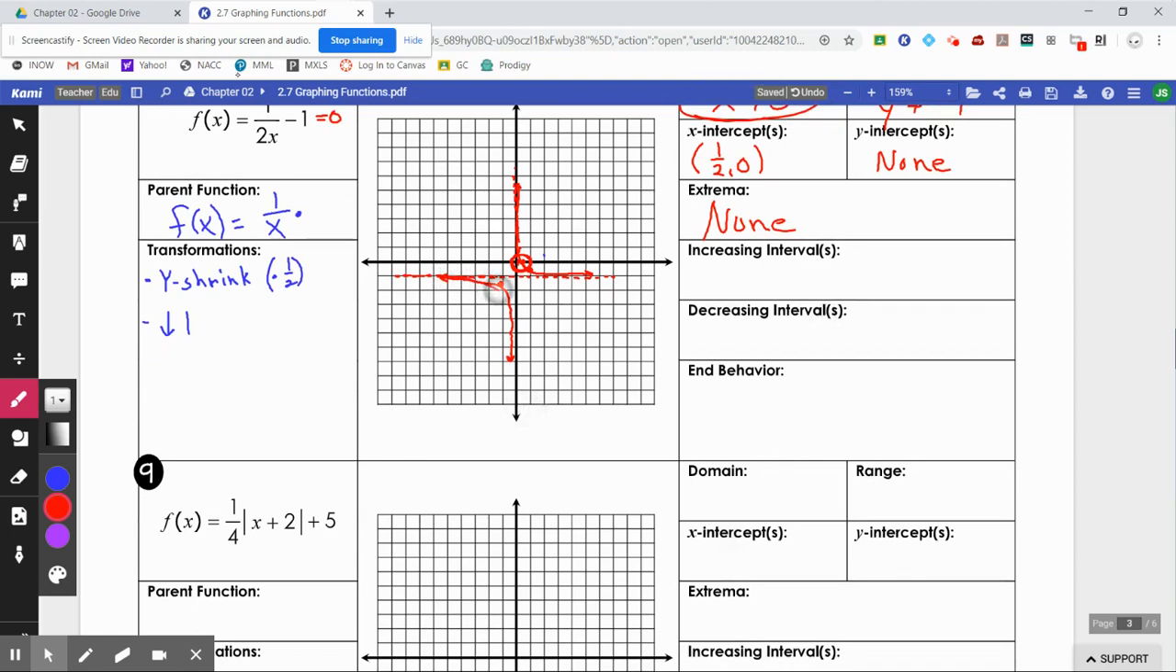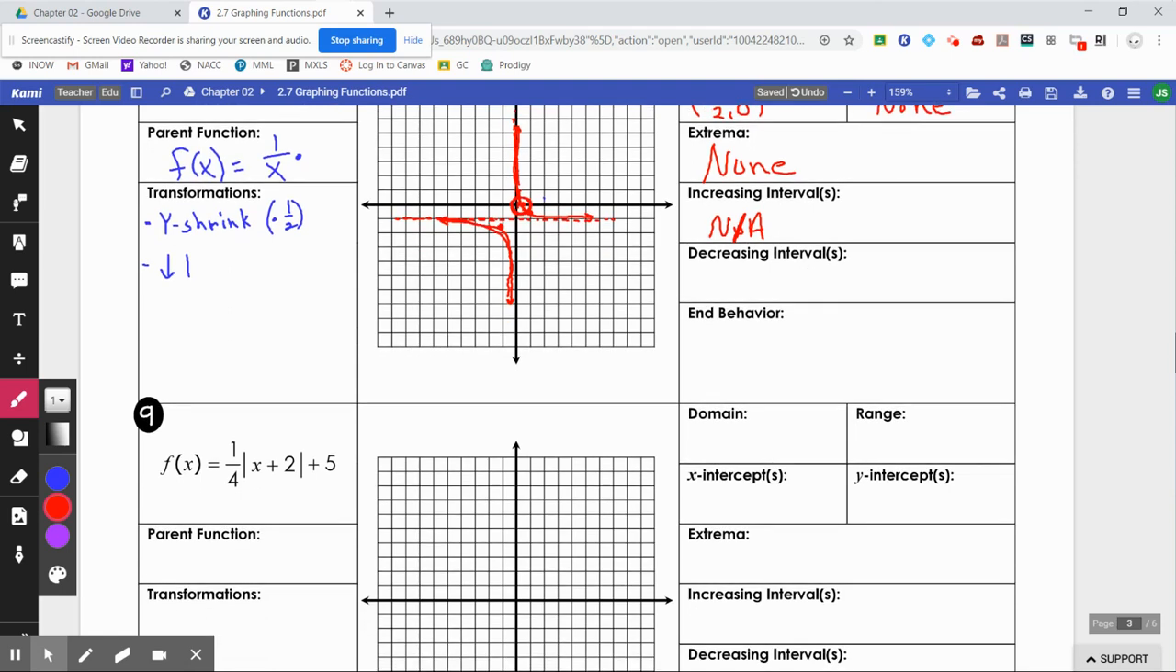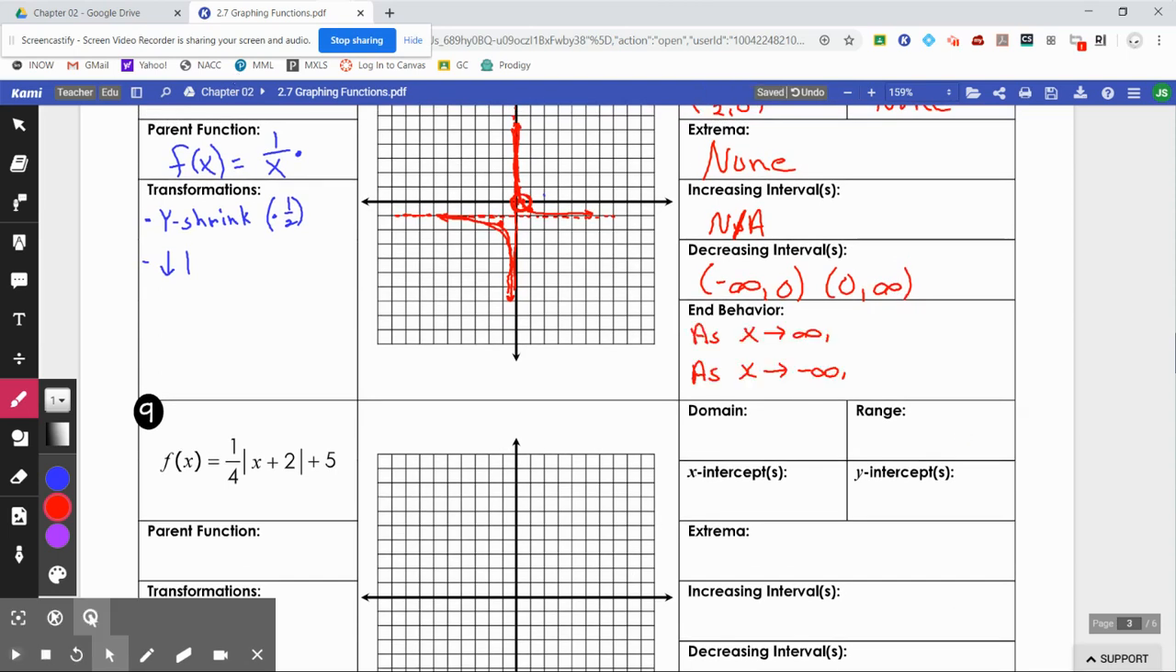Increasing, my function is decreasing, and then it comes up here, and then it starts decreasing again. So there are no places where it's increasing. However, decreasing, we're going to decrease from negative infinity up to this value right here, which was 0. And then we jump up top and we start decreasing again from 0 to positive infinity. End behaviors, as we travel to the right on my graph, my y value tapers off right here at negative 1, and it does the same thing as we travel to the left.